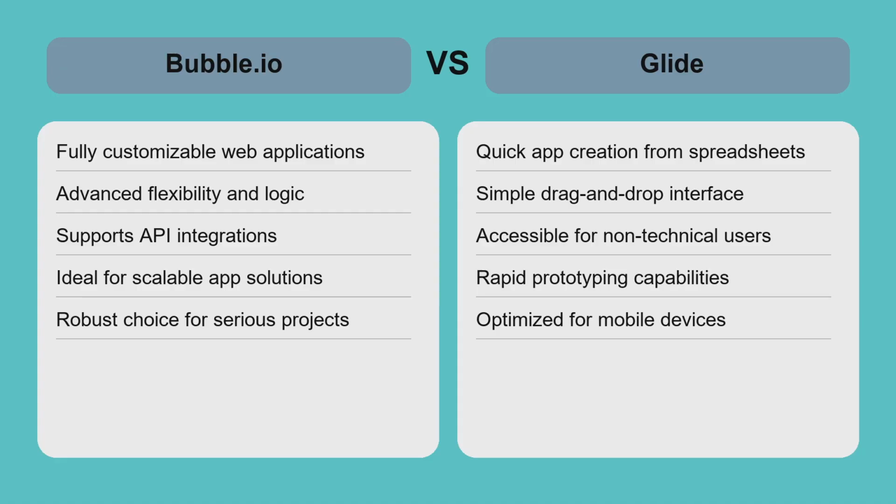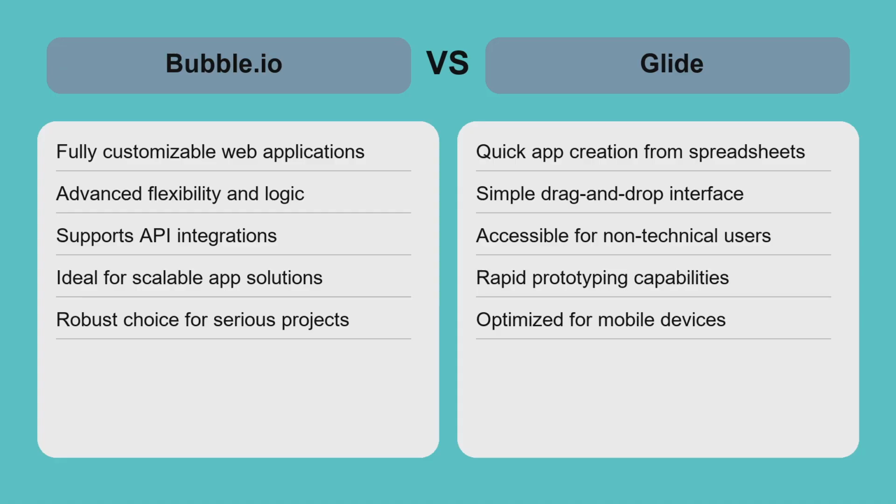On the other hand, Glide excels when speed and simplicity are priorities. It's ideal for apps based on structured data like event schedules or product catalogs, especially when you want to launch quickly without technical skills. The trade-off is Glide's limited customization and workflow complexity.